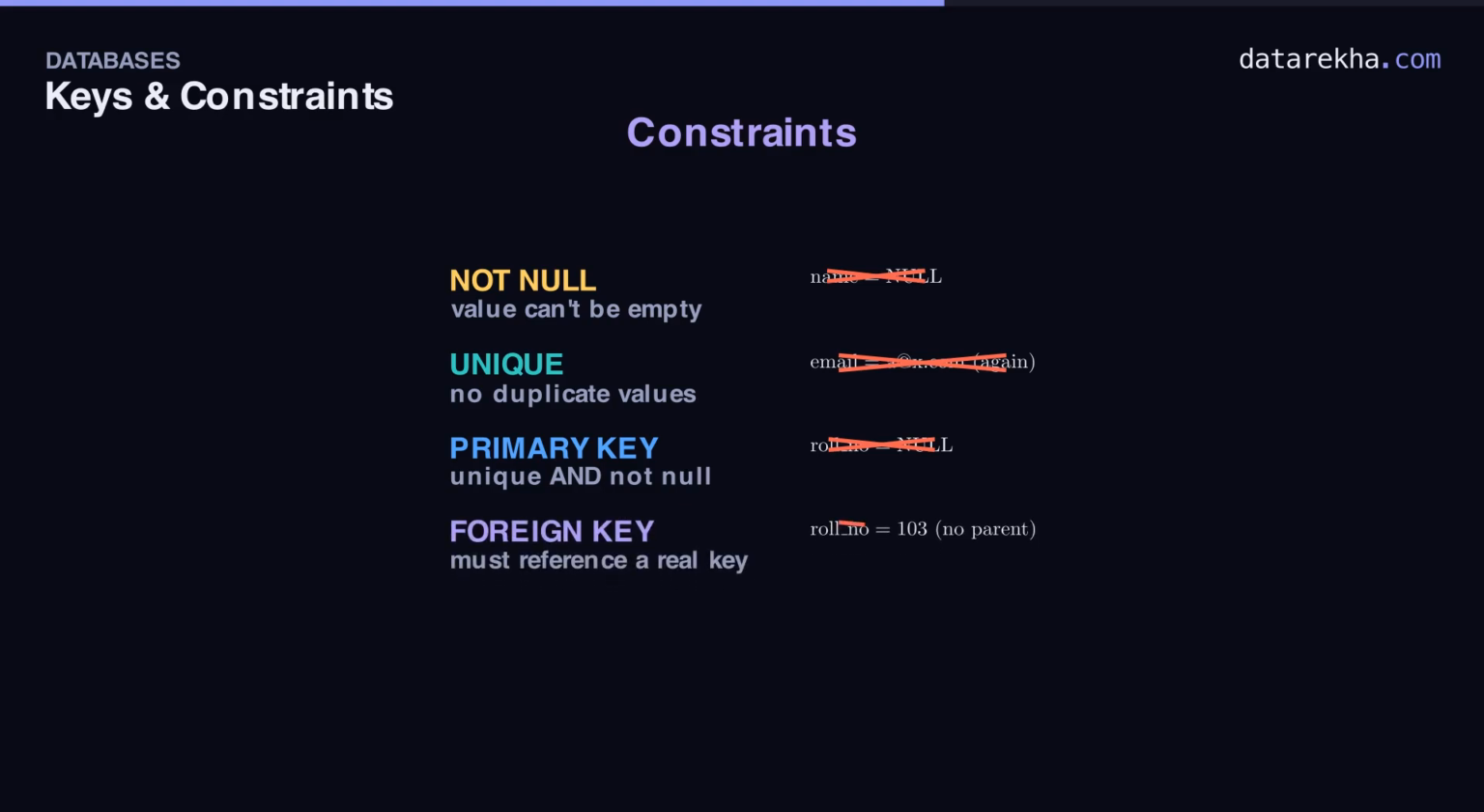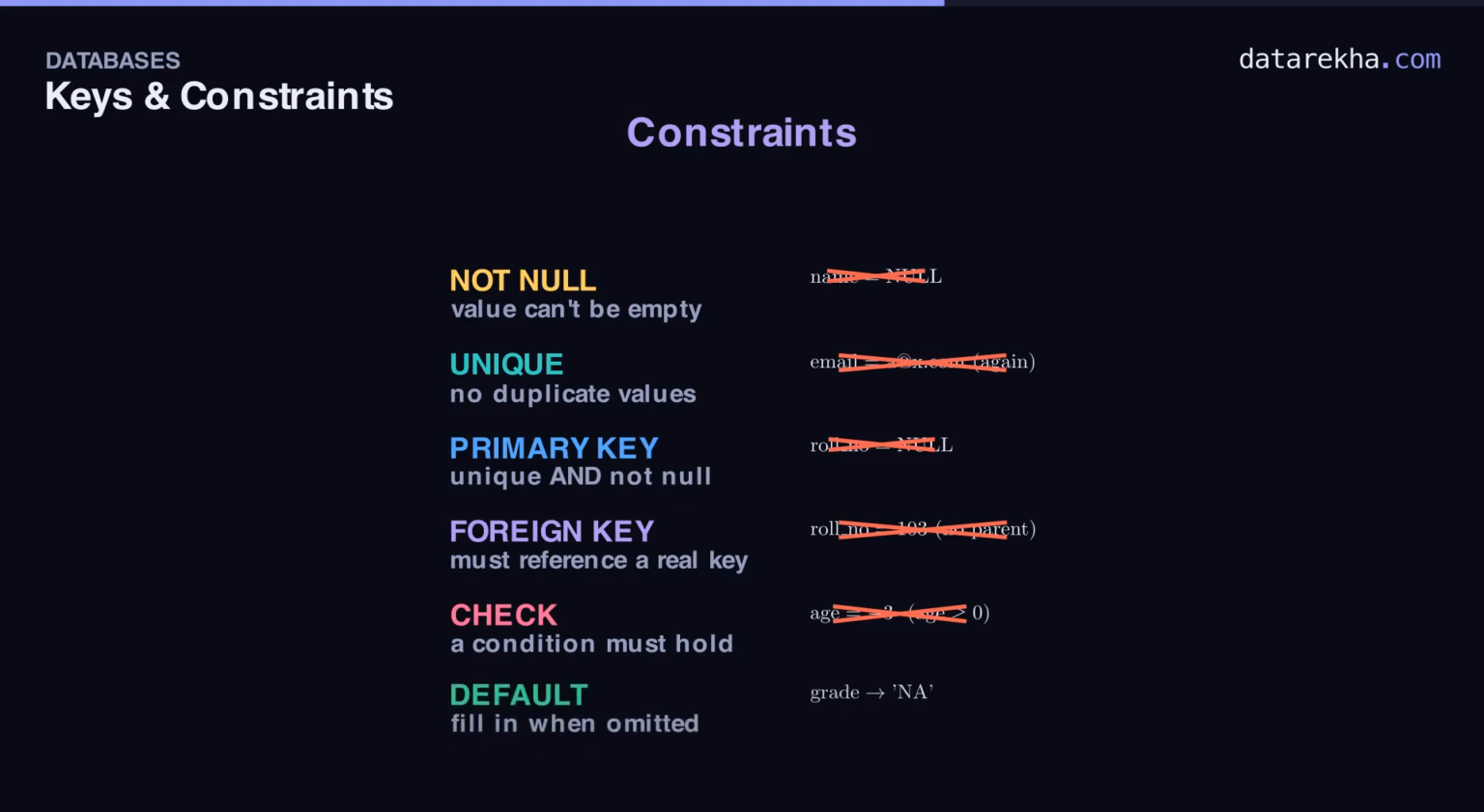Foreign key is referential integrity again. A roll number of 103 with no matching parent is rejected. Check tests any condition you write. Demand age at least 0, and an age of -3 is rejected. And default is the friendly one. Leave a grade out, and it quietly fills in a sensible value instead of failing.